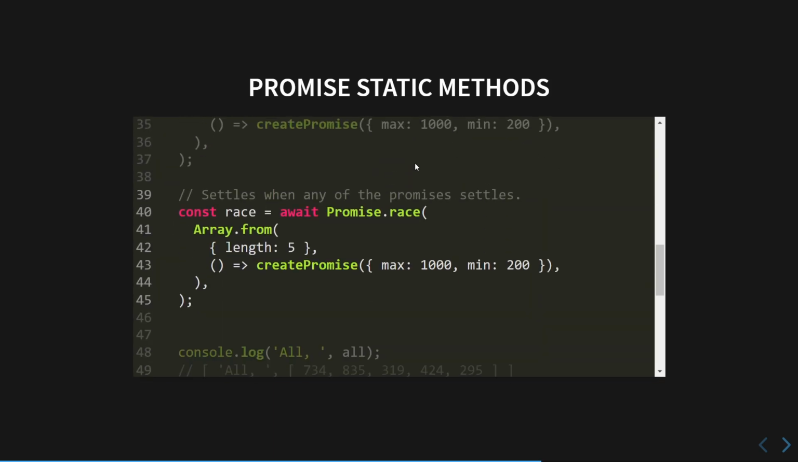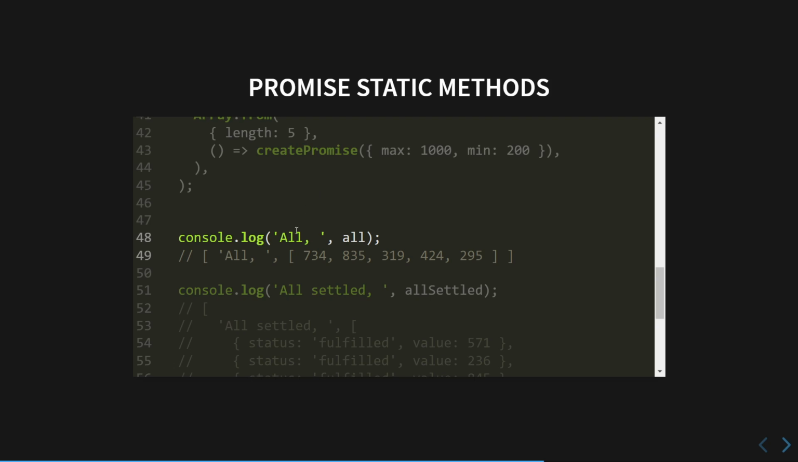And then race just returns a promise whenever any of the promises settle. It tries to do the fastest one effectively. That's why it's called race. You're trying to race to get one to settle as soon as possible. And then if we just console log these results, all returns the array of the milliseconds that it took. So 734, 835, and so on. This is all of the promises in the array resolving.